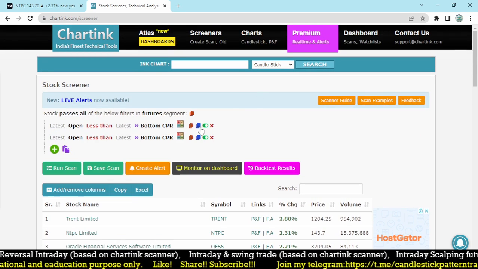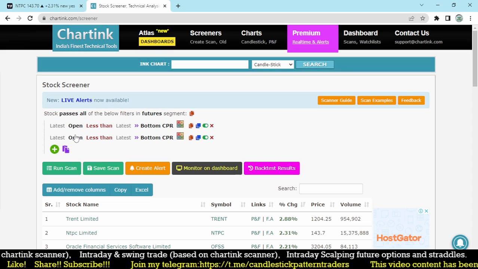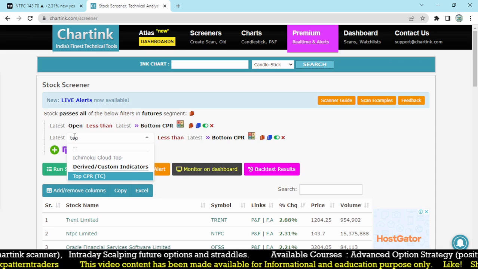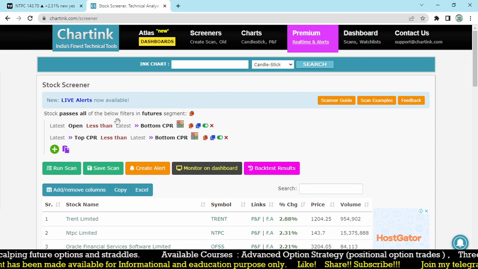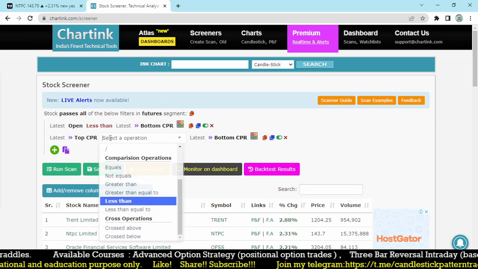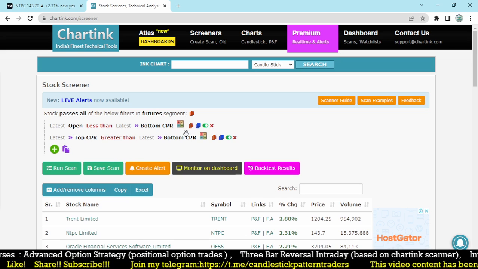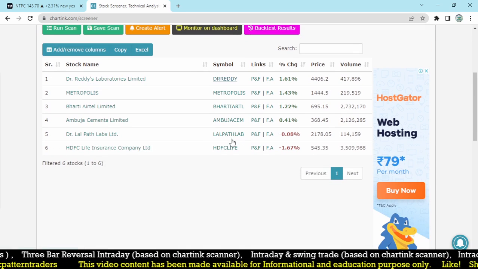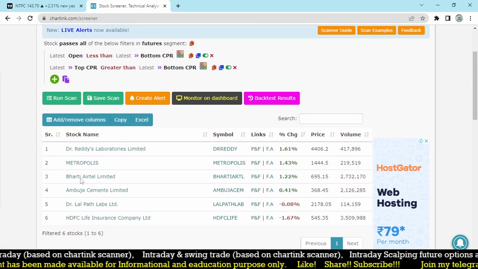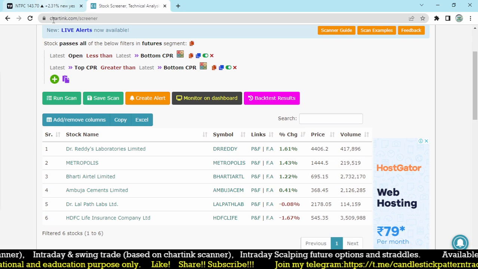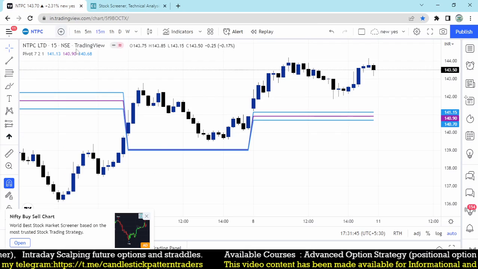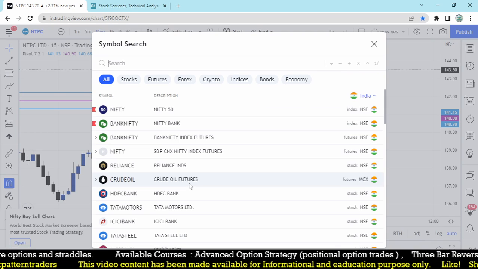If we use another condition, it will find out. The latest top CPR must be greater than the bottom CPR. If you use this, NTPC will not be available. Got it? These are the stocks. I hope this is a tricky point. If you understand, it will be easy. So now Dr. Reddy's and Metropolis are the right stocks.